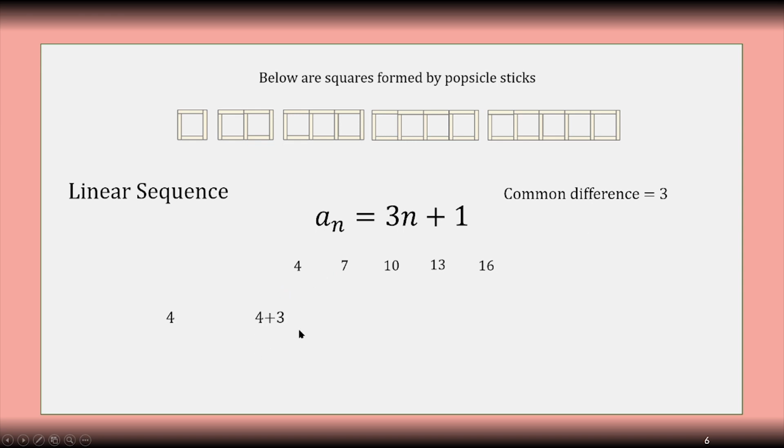So, 4 plus 3. Then, to get our 10, which is the third term, it starts again from our first term, which is 4. Then it just adds two common differences, or 3 plus 3. So, we have 4 plus 3 plus 3. Then, for our fourth term, three common differences are added to the first term. Then, the 16 is the first term plus four 3's, which is the common difference.